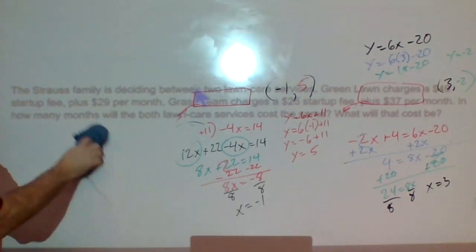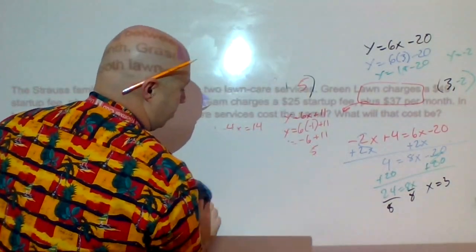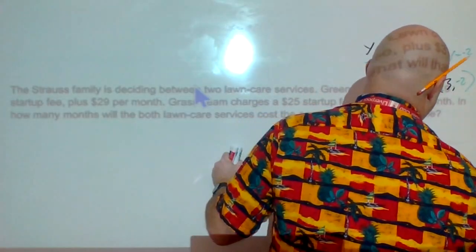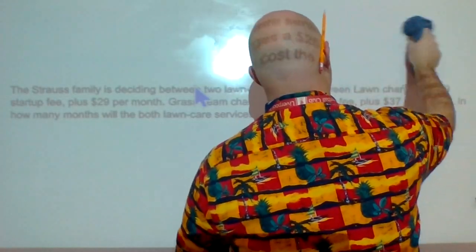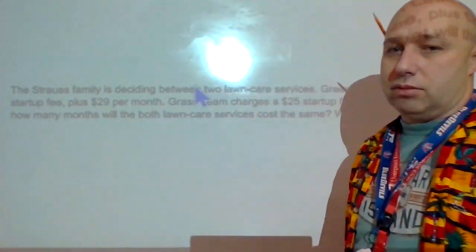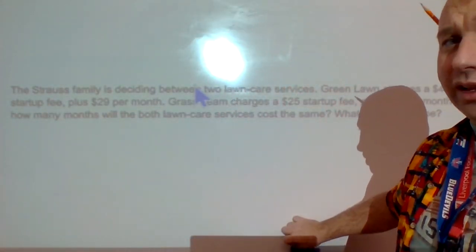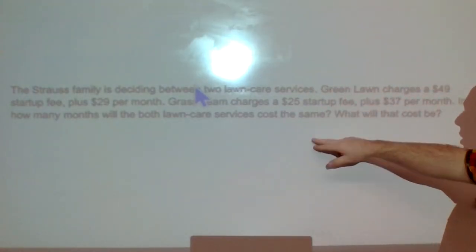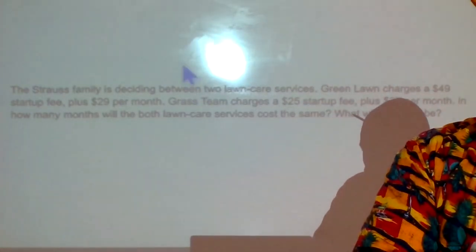The word problem here is about a family that's trying to decide between two lawn care services, and they actually gave them names today. Yesterday we saw in class there were some really creative names like letter A, or kayak rental A and kayak rental B. At least we have actual names here. We've got green lawn and we've got grass team, so we've got two of them here.